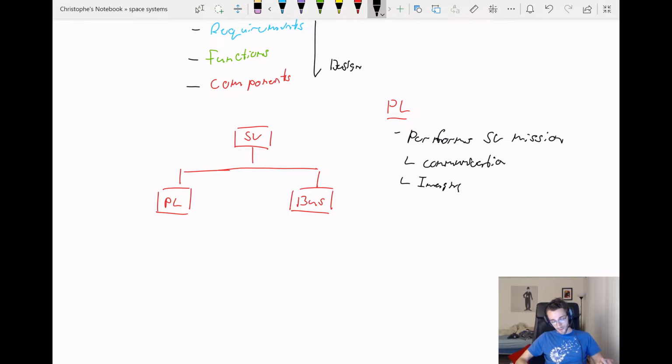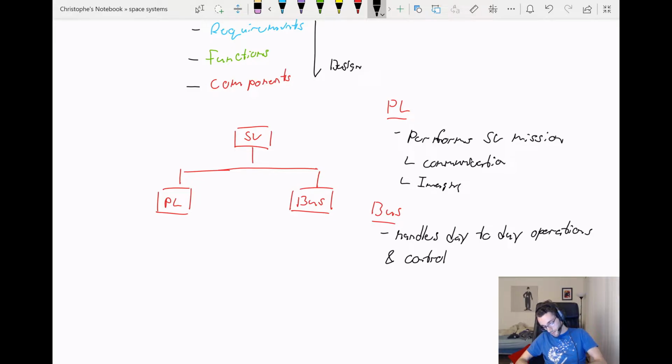Now, what does the bus do? The bus handles the day-to-day operations and control of the space vehicle. Now, what do I mean by that? Well, let's break this down a little bit.